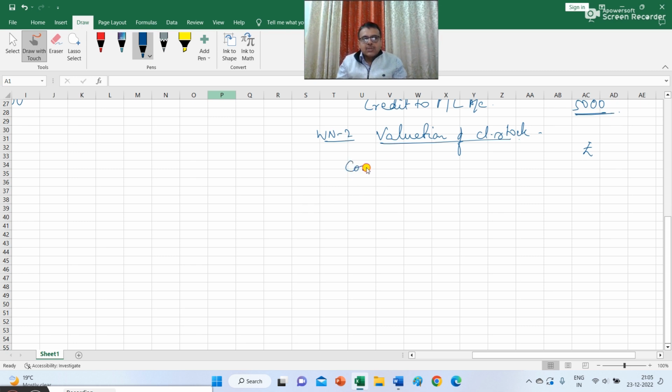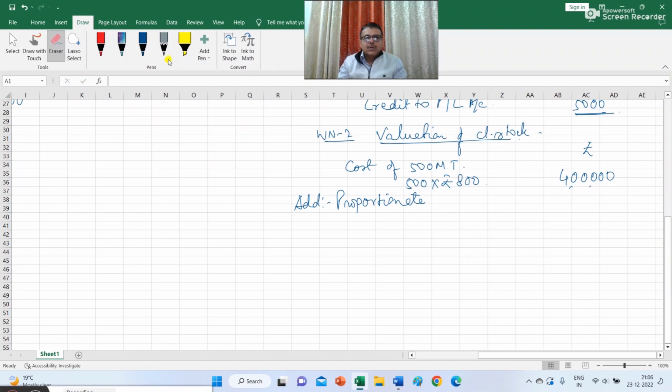So what is the cost of 500 metric ton? This is 500 multiply with 800 per metric ton. So you will get a cost of 4 lakh. We have to add the proportionate expense of consignor.